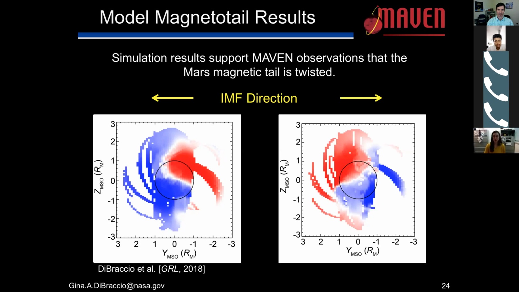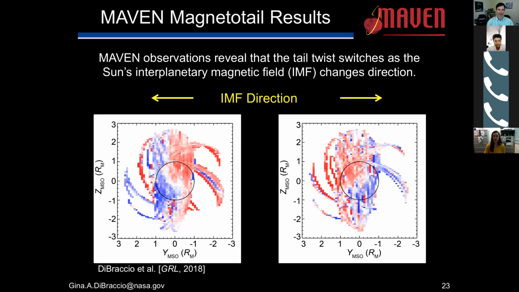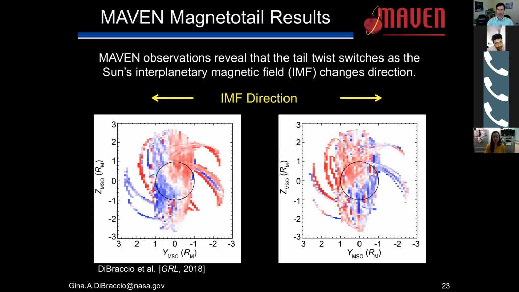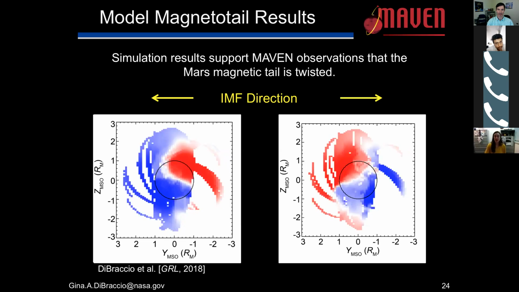And so now I'm just going to toggle back and forth a little bit between the two so that you can see that the red areas that we observe in the data match up to the red areas that we see in the model. And the blue areas match up with both as well. And so that's saying that even if we don't have the answers specifically from the data here, the models can actually help us to understand what's going on with the magnetic tail at Mars and why it may be twisted.